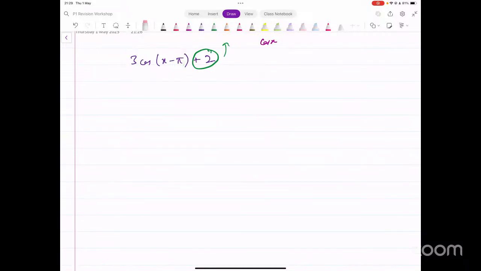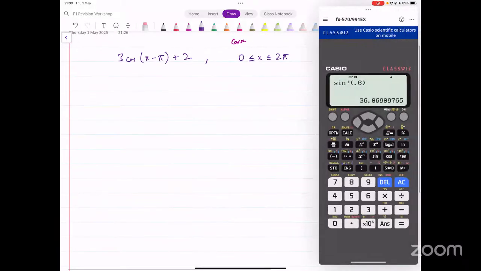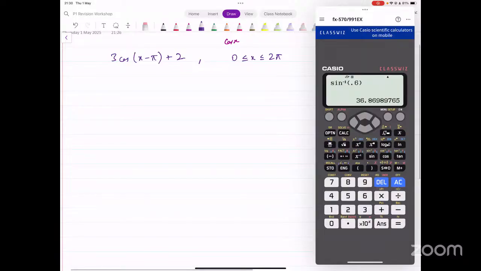You could think of it like that, but the easiest way of sketching any trigonometric graph, if the interval is from 0 to 2 pi, is to input this on your calculator. Go to the table function. First of all, make sure your calculator is in the correct mode. Angle unit should be radian. Now go to menu, go to the table function, and input that function as it is, 3 cos of x minus pi, and then plus 2 outside. Skip g of x because we only have one function to plot here.